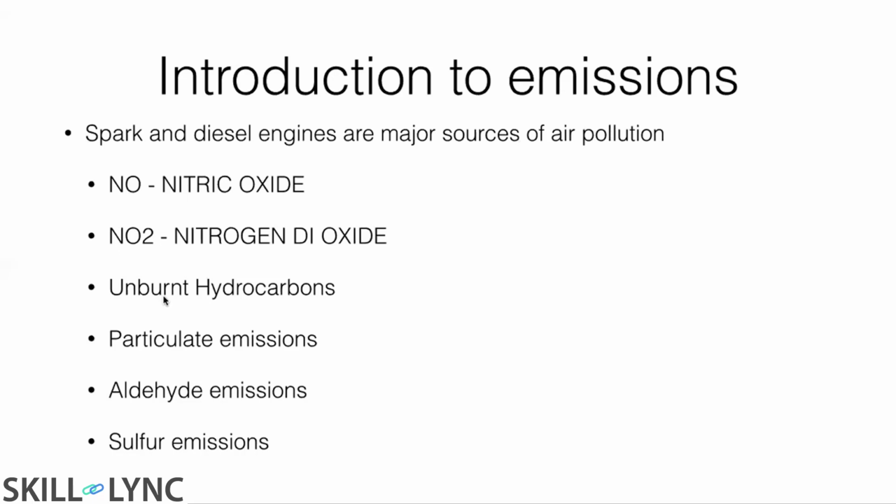The second thing is unburnt hydrocarbons. Right from the start of the class, we have told several times that the fuel is a hydrocarbon. Sometimes, if your combustion is not taking place correctly and there are misfires, a large amount of fuel vapor is going to get out through the exhaust pipe and mix with the atmosphere. This is called unburnt hydrocarbons. So this also needs to be kept in check. There are several methods available to keep these things in check, but it is good to know what these emissions are. The next thing is particulate emissions.